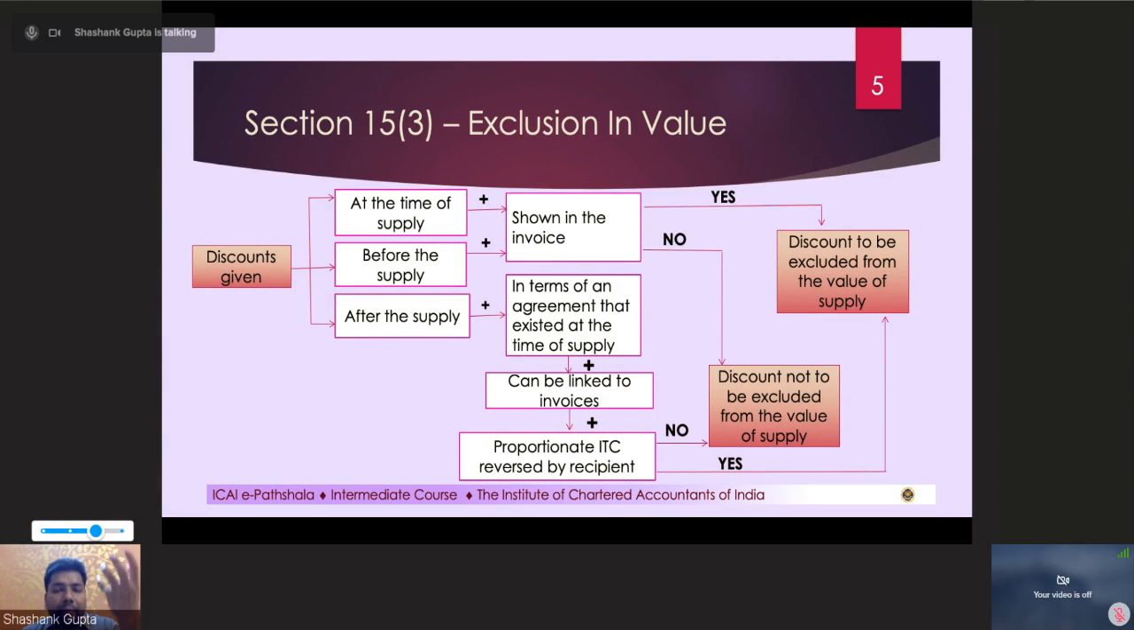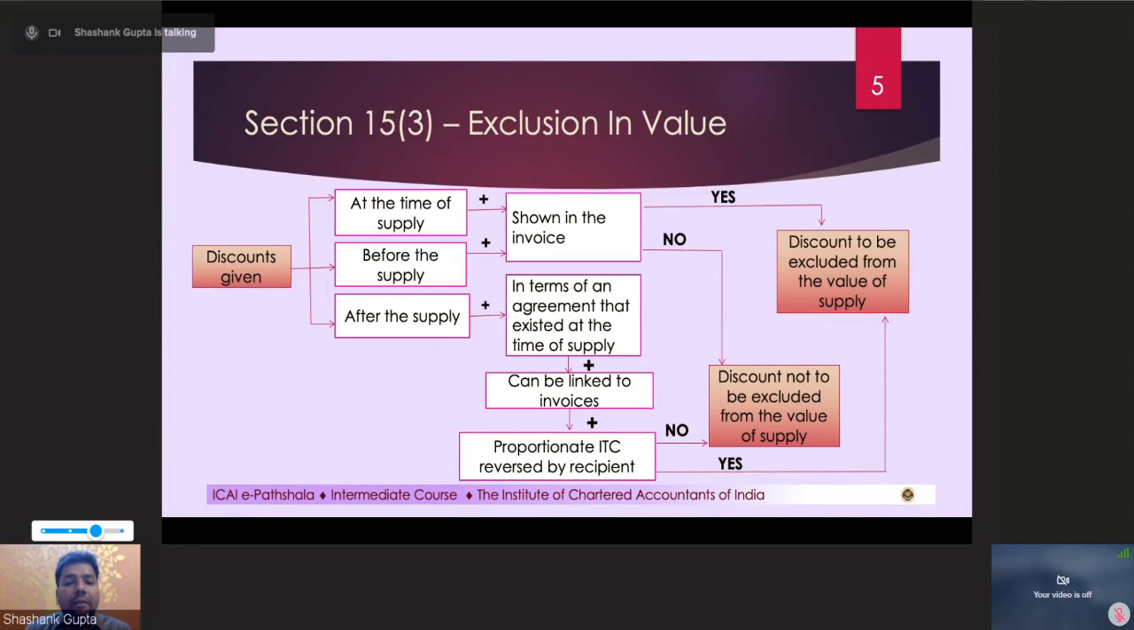ideally, first of all, Pepsi would want to reduce the liability to that extent. And for reducing, what they need to do is raise a credit note. And on the other hand, the dealer needs to proportionately reverse the input tax credit on that. And when both of these go hand in hand, then even post-supply discount will be allowed under GST.